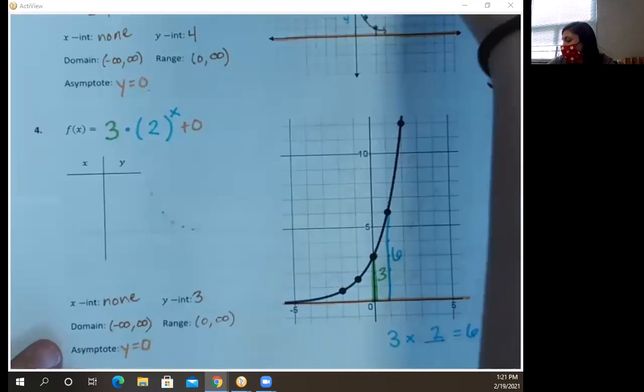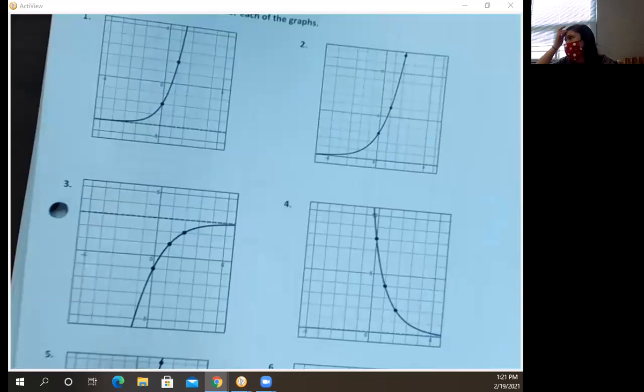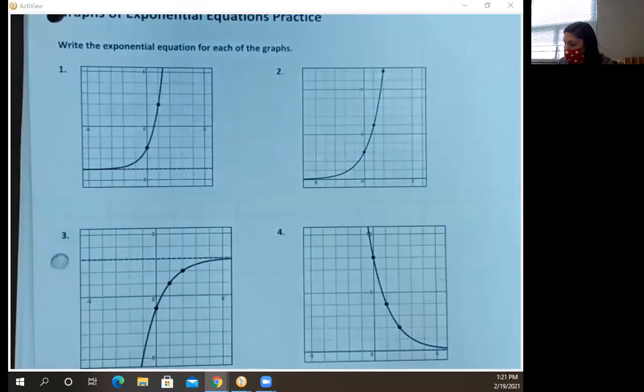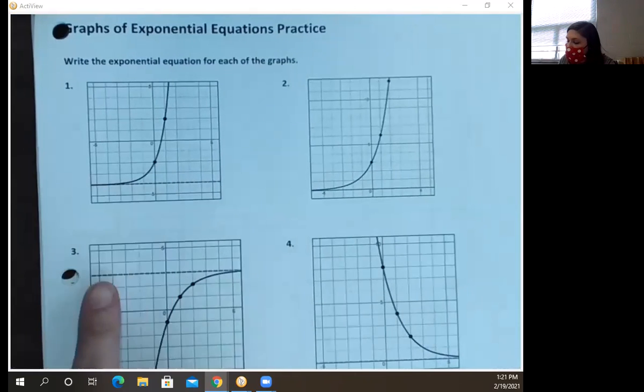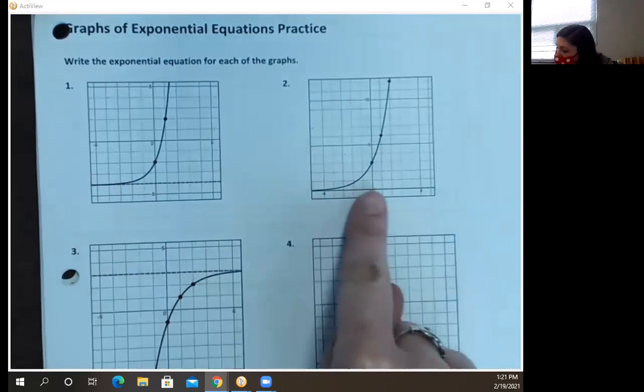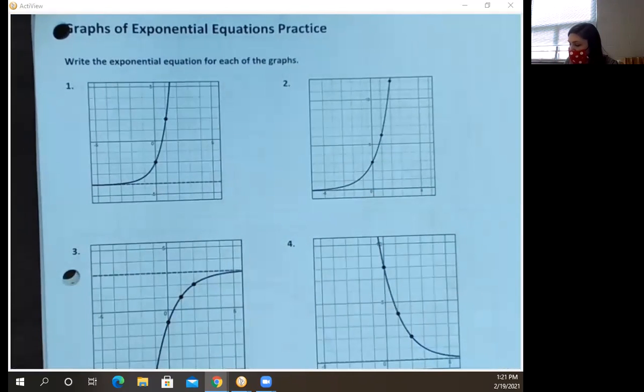Okay, so let's take a look at a couple more problems on pages 9 and 10. Notice for your graphs on pages 9 and 10 that you actually have your asymptote sketched in there. It's a dashed, a little bit blurry line, the one that looks a little bit thicker.